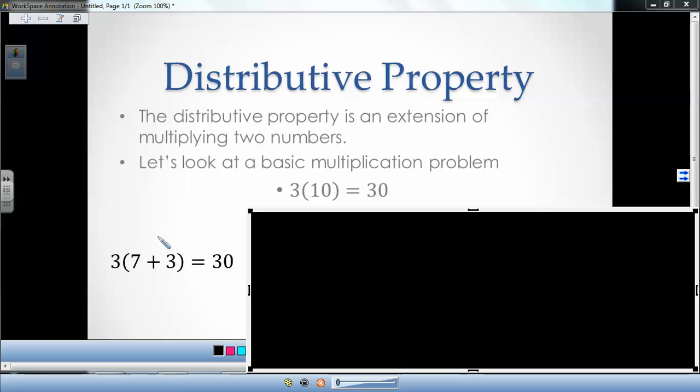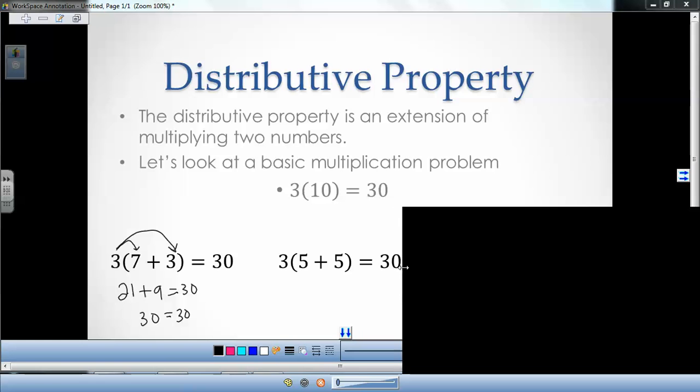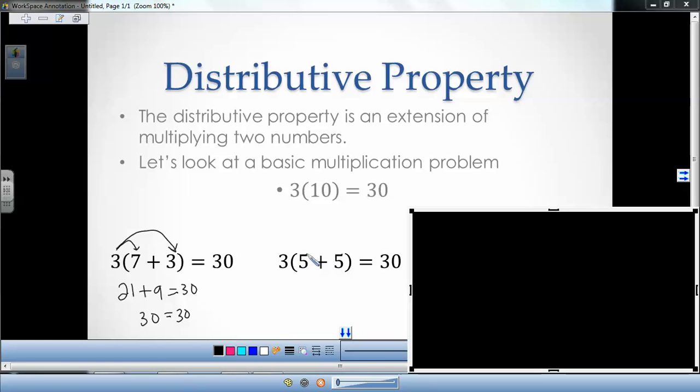So 3 times 7 is 21, and 3 times 3 is 9, and notice that still gets us to 30. We know it has to be 30 because this is a basic fact. Even if I write 10 a different way, 5 plus 5 is still 10, so 3 times 10 is 30. Well, 3 times 5 is 15, and 3 times this 5 is also a positive 15, and so we get 30 equals 30.